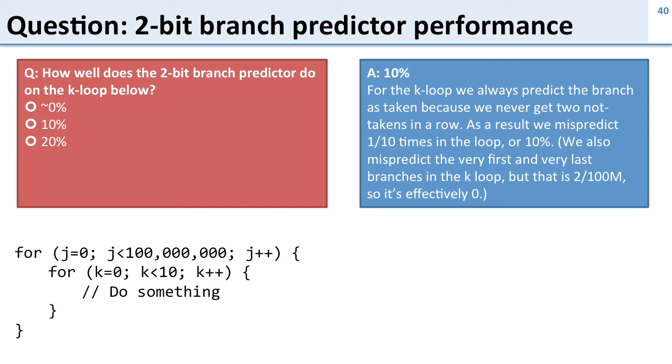For the 1-bit predictor, we had a 20% misprediction rate. Here we're going to have a 10% misprediction rate.